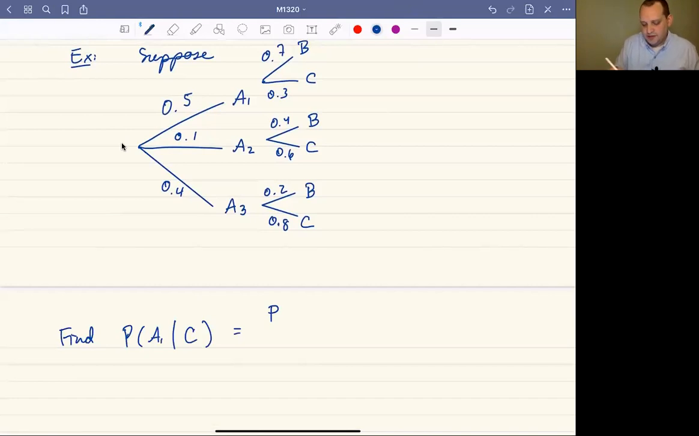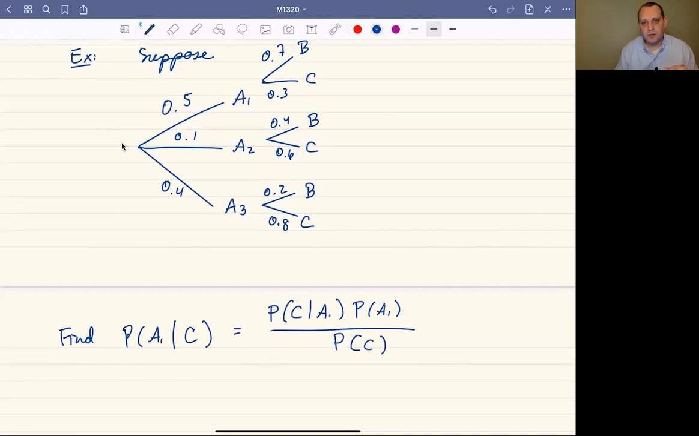So let's apply Bayes' theorem. The probability of A1 given C is going to be the probability of C given A1 times the probability of A1 divided by the probability of C. And these numbers are perfectly easy to find, almost. The only one that's going to be a little tricky is the probability of C.